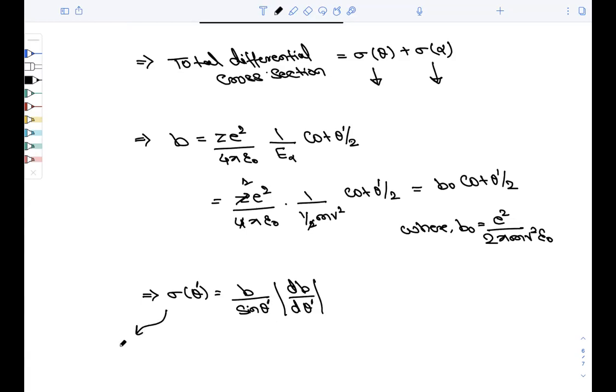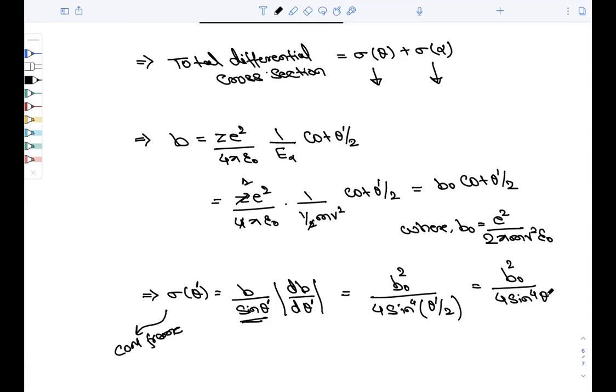Because we are working from the center of mass frame. Okay, we are working from the center of mass frame. So if you put the values, here sin theta dash, here d b by cot theta dash, put the values, you will get b naught square, just put the values, 4 sin 4 theta dash by 2. Theta dash by 2 is theta. So b naught square 4 sin 4 theta. If you haven't done this, please pause the video for 1 minute, right? Differentiate, this answer will come.